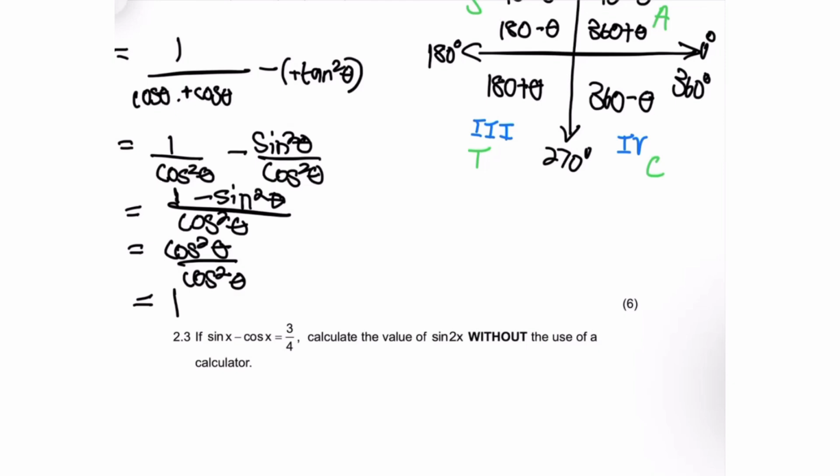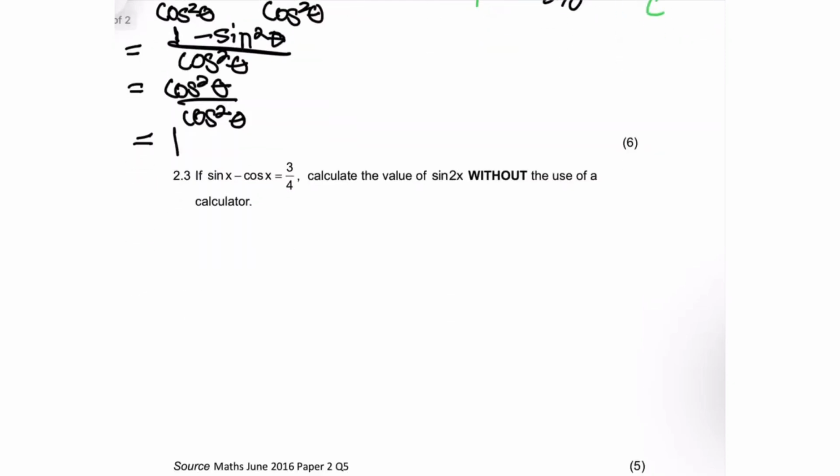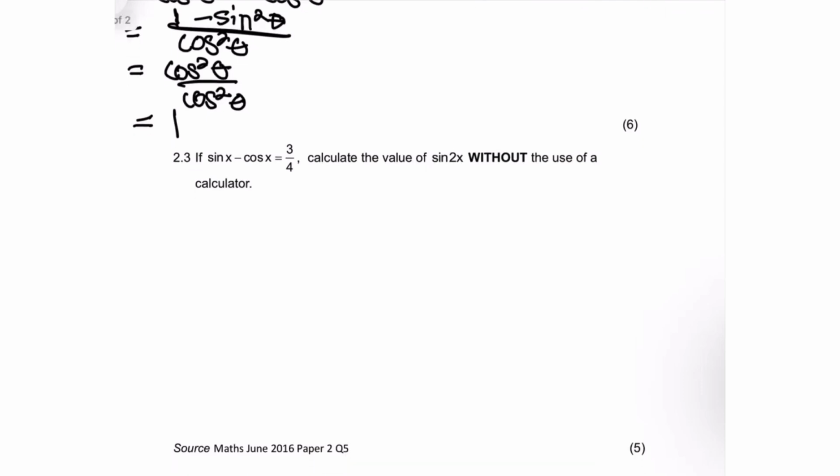Beautiful. Okay, so the last sub-question of any question in your exam will be some sort of a problem-solving question, level 3, level 4. So you'll need to think creatively to solve this one. Let's see how we'd go about doing this. Firstly, they say if sine x minus cos x is equal to 3 over 4, calculate the value of sine 2x without the use of a calculator.